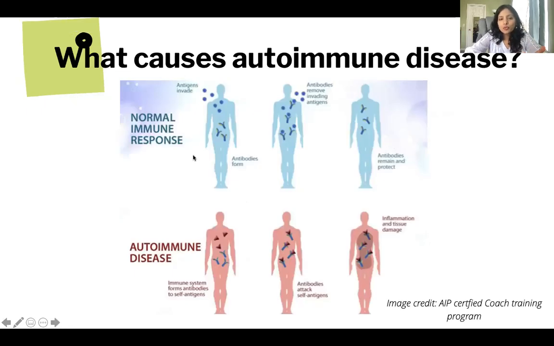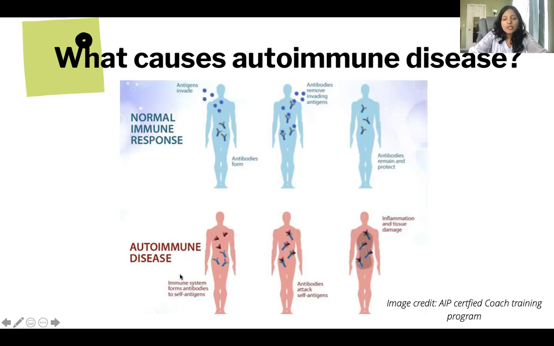Now, this is what I explained to you, what happens in an autoimmune disease, but I'll just explain again. In a normal immune response, antigens invade, antigens meaning foreign cells, the pathogens. When they invade our body, like a virus or a bacteria, then antibodies are formed by our immune system to attack those invading antigens, and see how they latch onto those antigens, and then they kill them. And then the antibodies continue to remain in our body, and they have a protective mechanism so that future invasion of those similar pathogens cannot take place, right? It helps to prevent that.